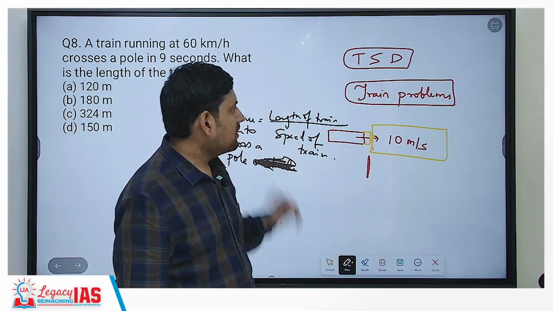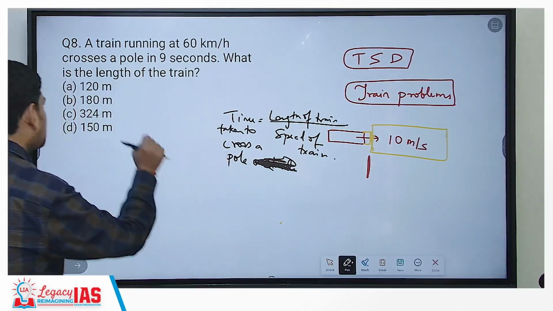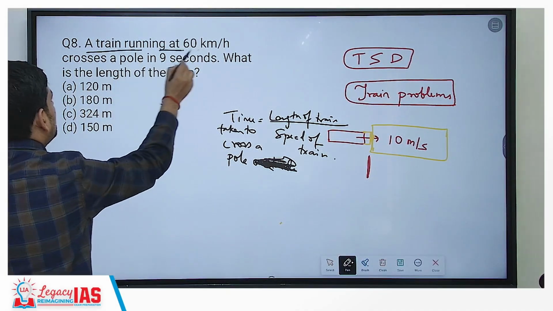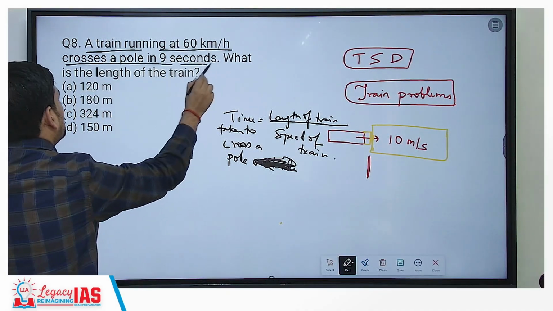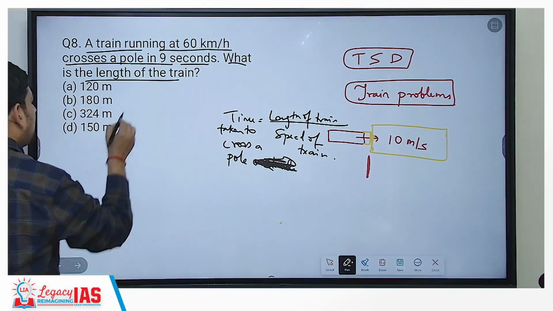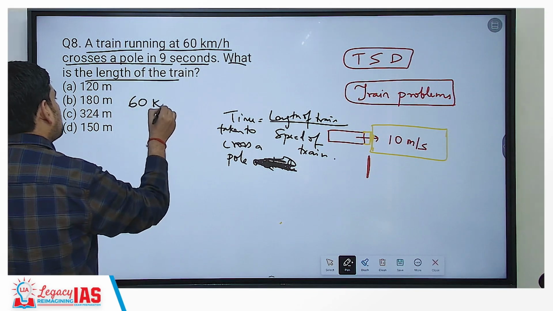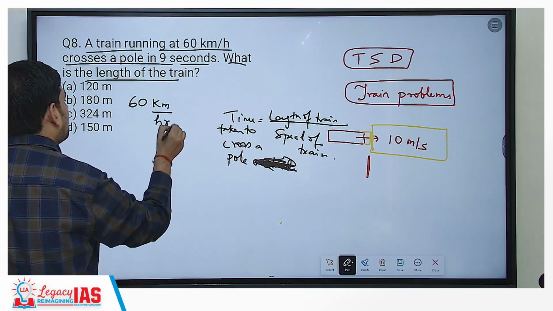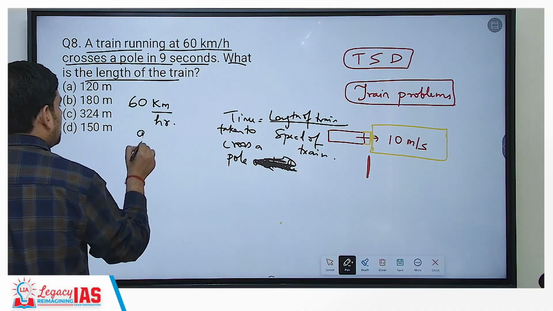Now, let's solve this question. You understand this concept? Now, a train running at 60 kilometers per hour crosses a pole in 9 seconds. What is the length of the train? Okay, train is going at 60 kilometers per hour. Then it crosses a pole in 9 seconds.